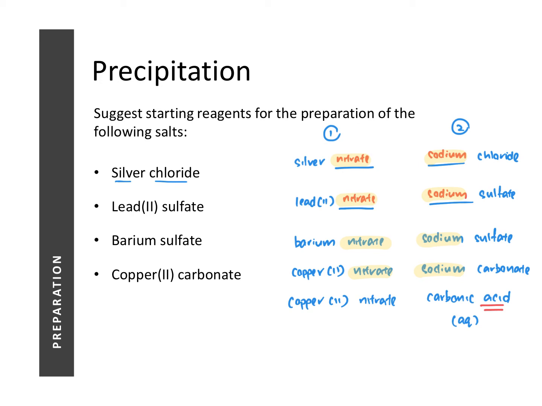I repeat again, for the precipitation method, even though we recommend using the sodium salt combined with the nitrate salt of another ion, that's only the recommended reagents. But there are other equally correct options. As long as both reagents are soluble in water, they are suitable starting reagents for the precipitation method.